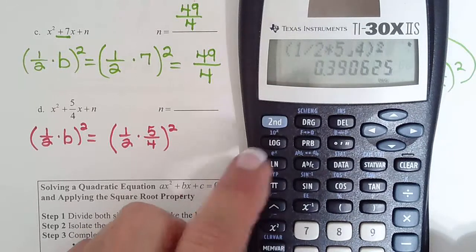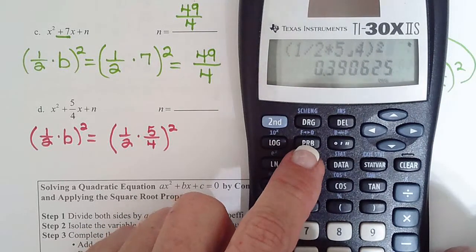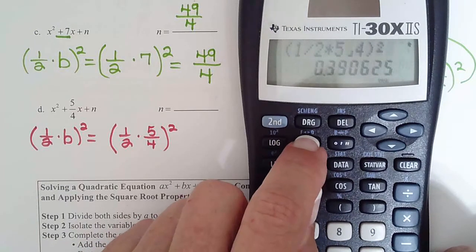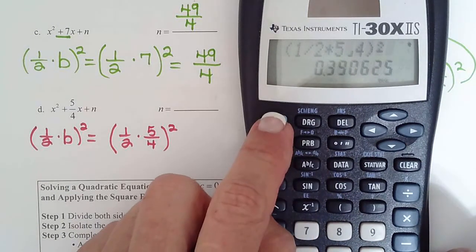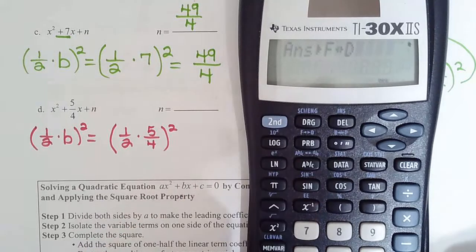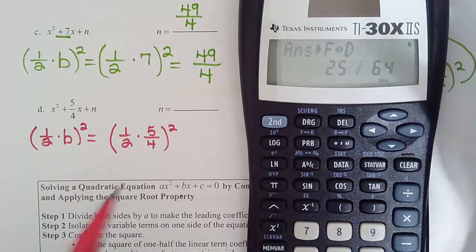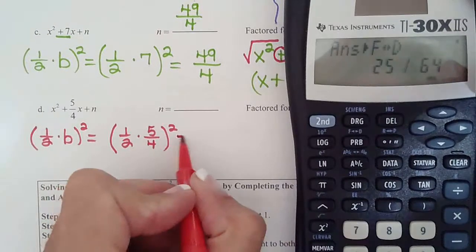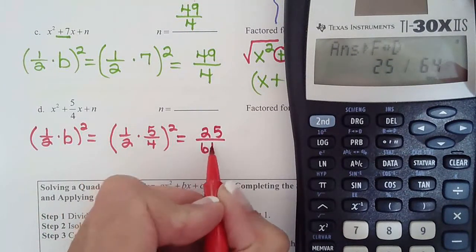Ooh, so they gave us a decimal just because it's ugly. But remember this key right here, F to D, and it also goes D to F, so we can go second, fraction to decimal, or in this case, decimal to fraction. Ding, ding, ding. It did it. So 25/64 is what you get. And these are pretty easy to do in your head too.